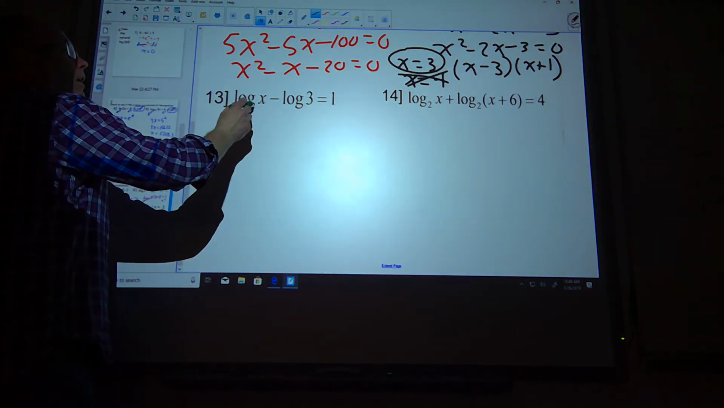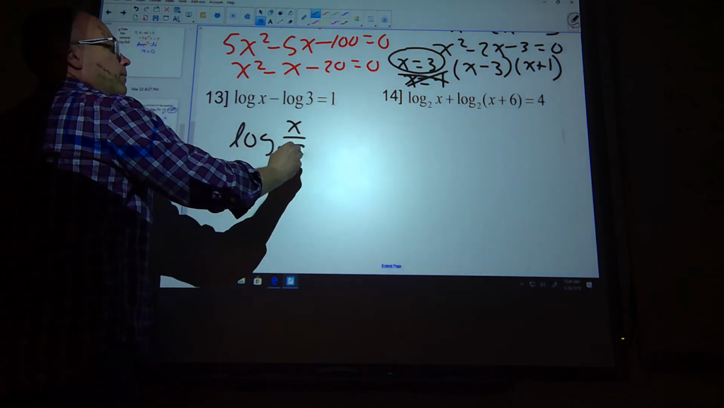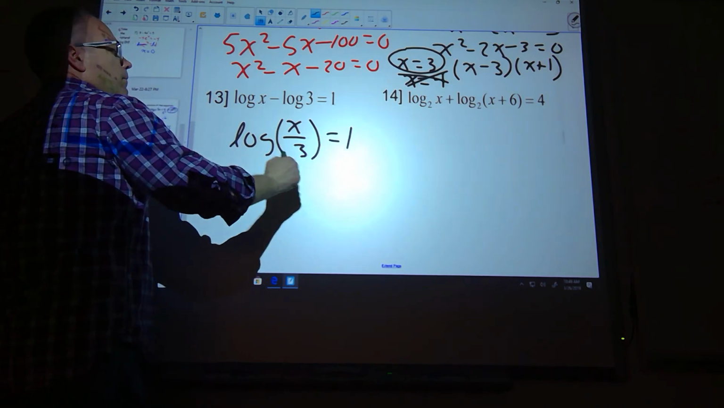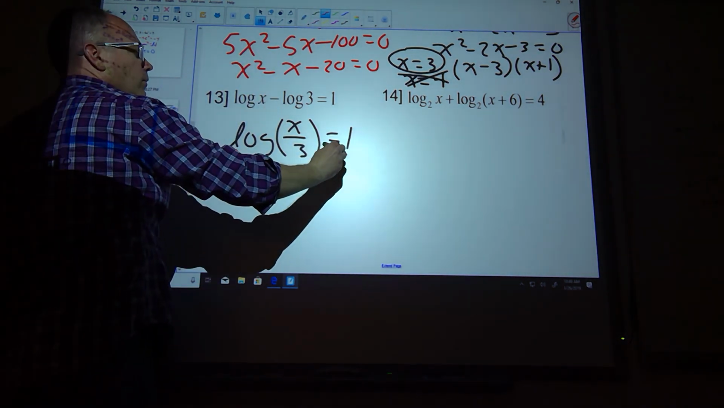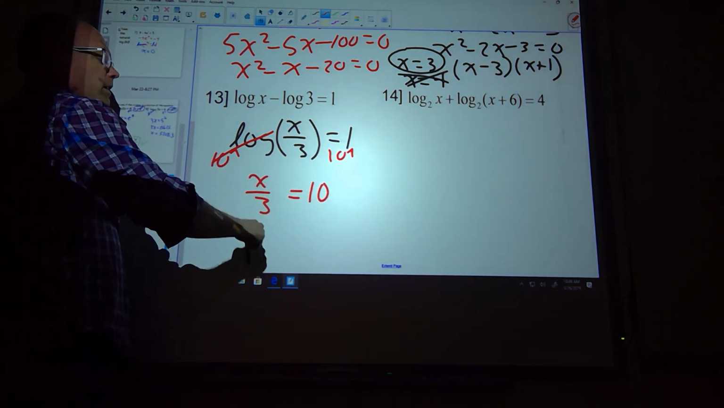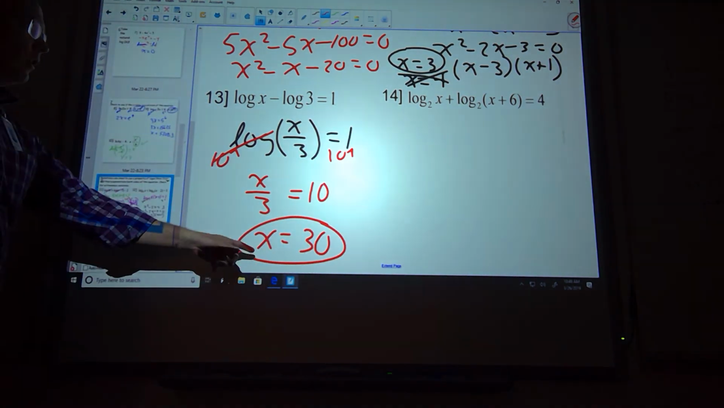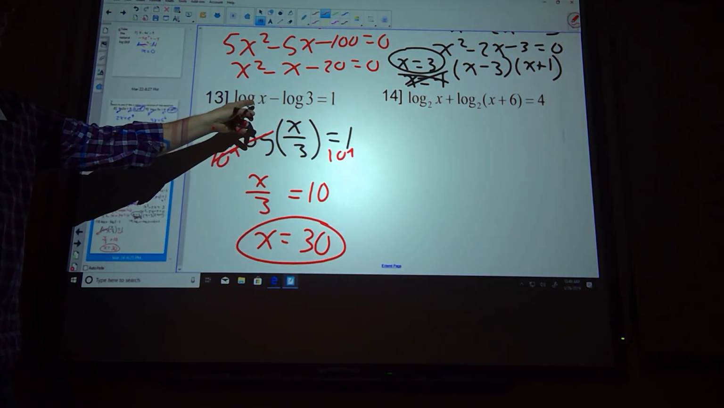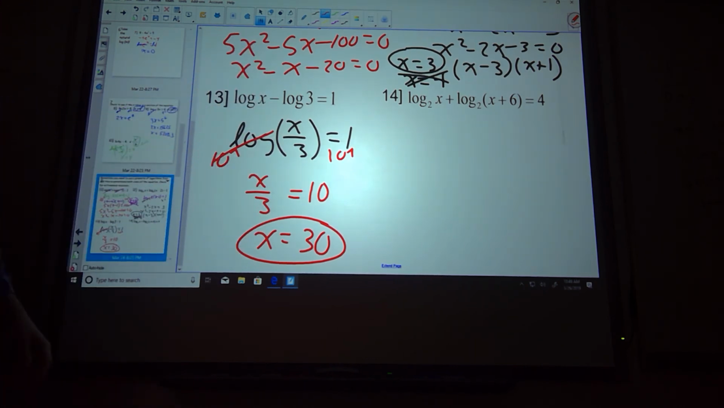Yeah, it strained it. This one, if I condense it, I get log of x over 3 equals 1. If log's sitting there by itself, it's going to be base 10. Those cancel, so x over 3 equals 10. X is equal to 30. If I take 30 and plug it in, do I get a negative in front of the log? Log 30, no, that works. So it has one solution.